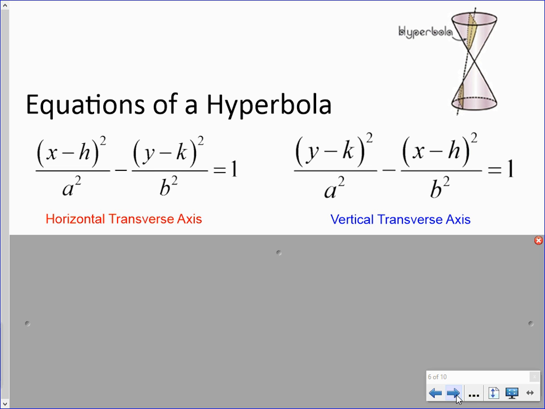Notice I'm changing the vocabulary there. Instead of a horizontal major and a vertical major axis like an ellipse would have, we have horizontal transverse and vertical transverse. Okay, transverse axis is the axis on which your hyperbola opens.